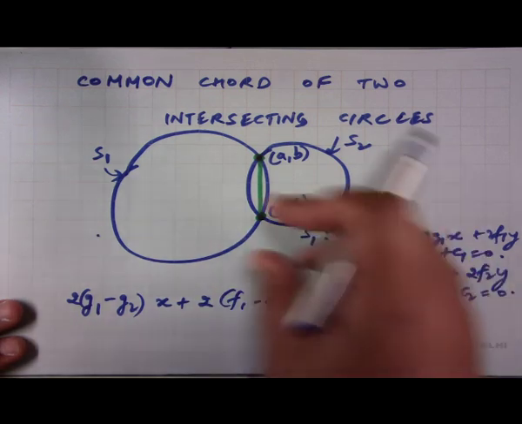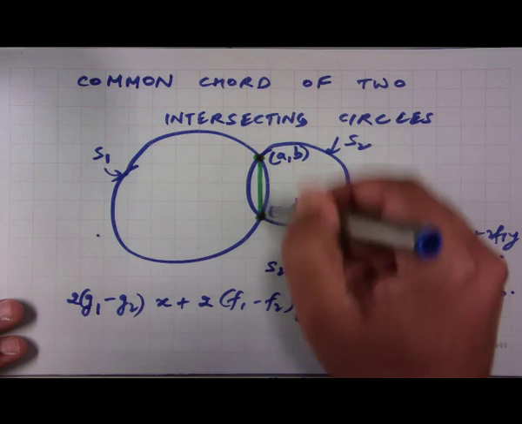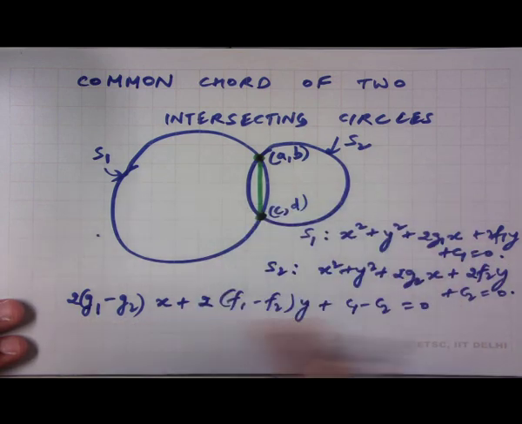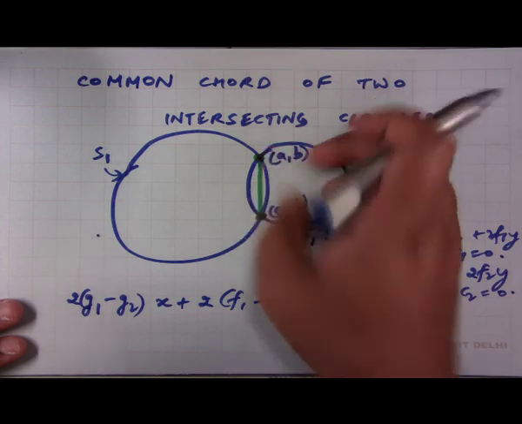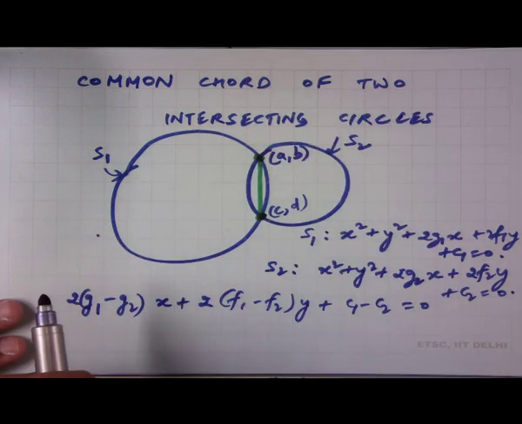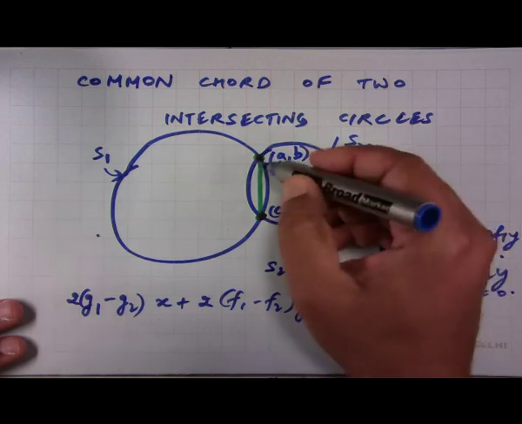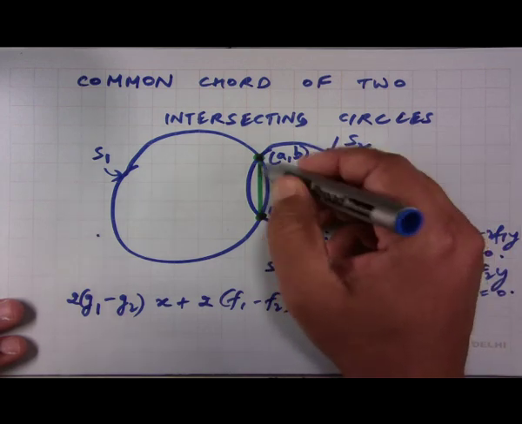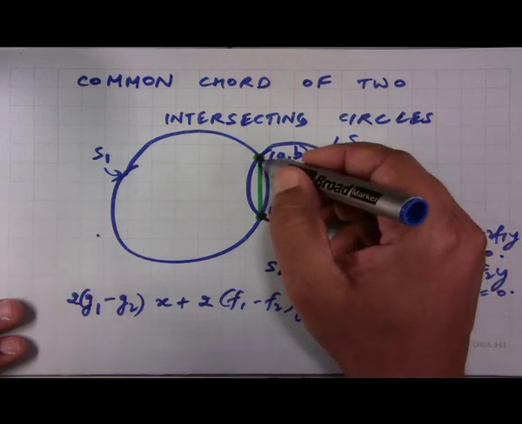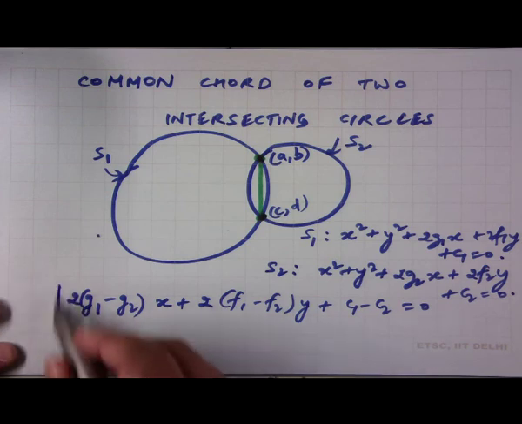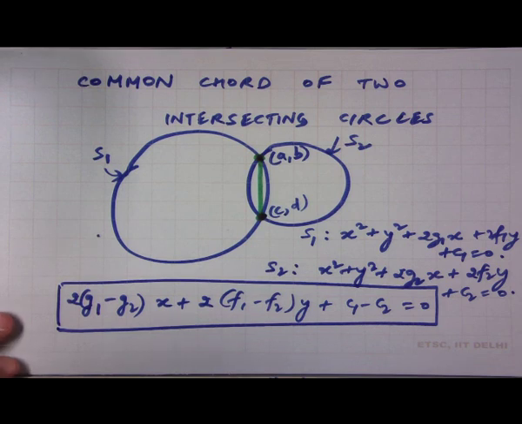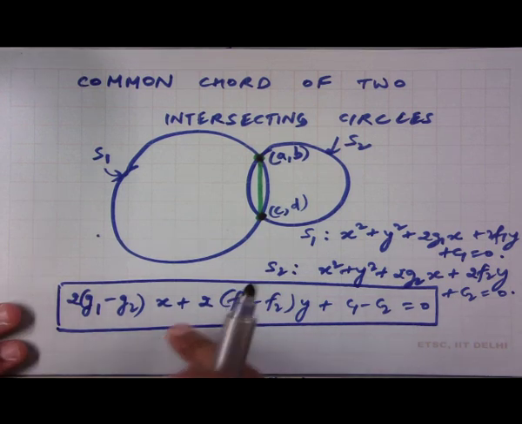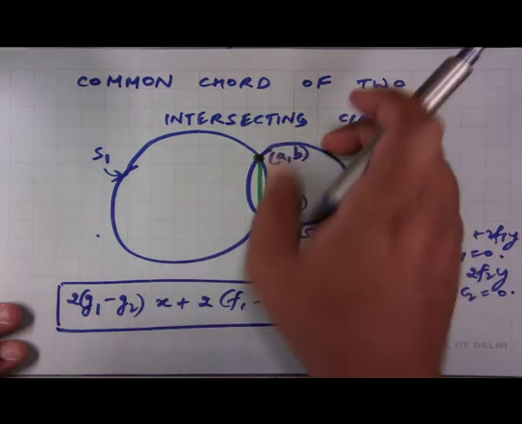Now, what that means is that both these 2 points essentially lie on this straight line, and since the straight line segment between any 2 points is unique, it follows that this common chord has the equation which is nothing but this equation. So, this is the equation of the common chord of the intersecting circles.